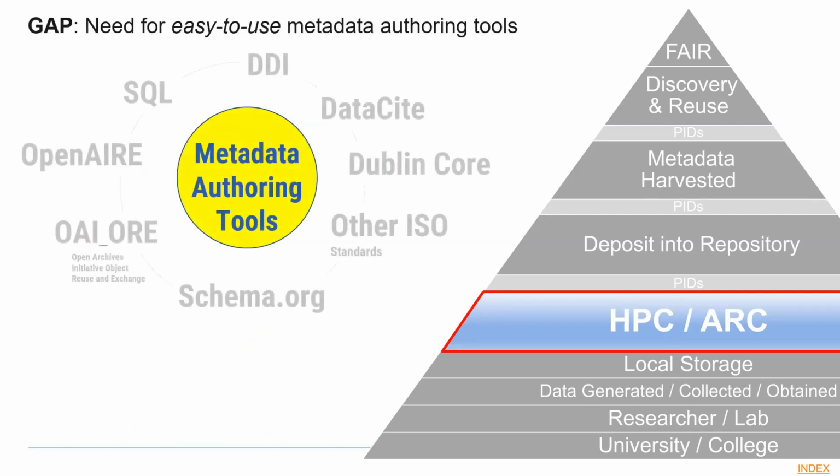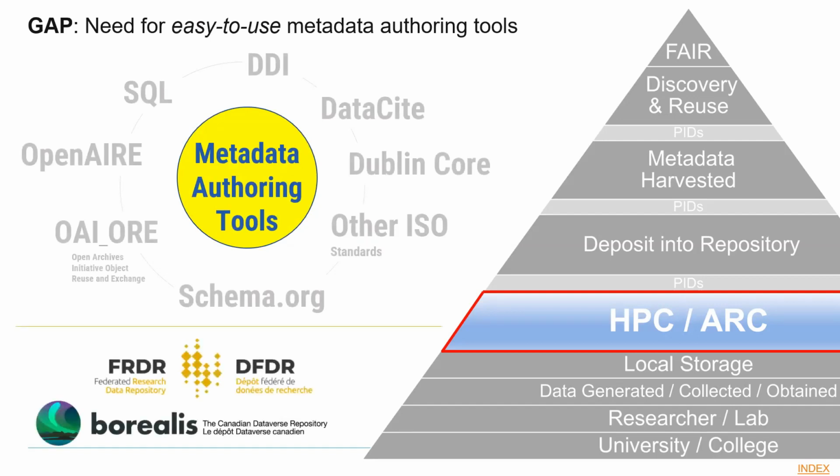We need easy to use metadata authoring tools that pave the way for implementing metadata standards. The act of depositing data into either Fuster or Borealis automatically generates standards compliant metadata, but more work needs to be done in this space to make sure that researchers have an easy path to applying appropriate metadata standards.